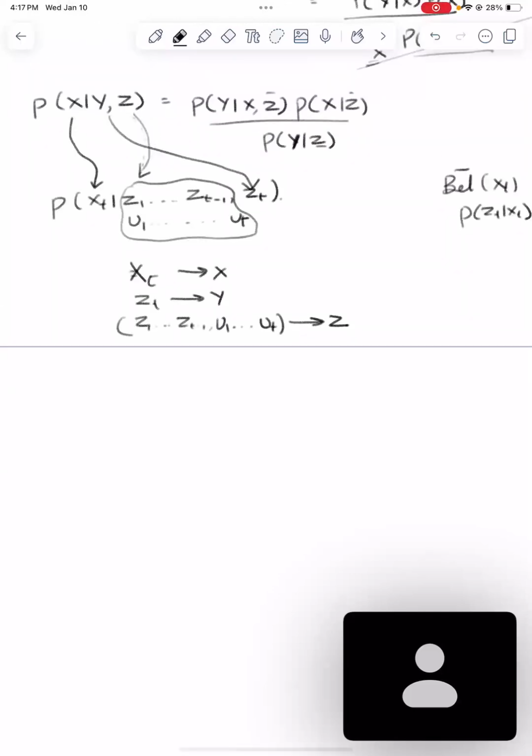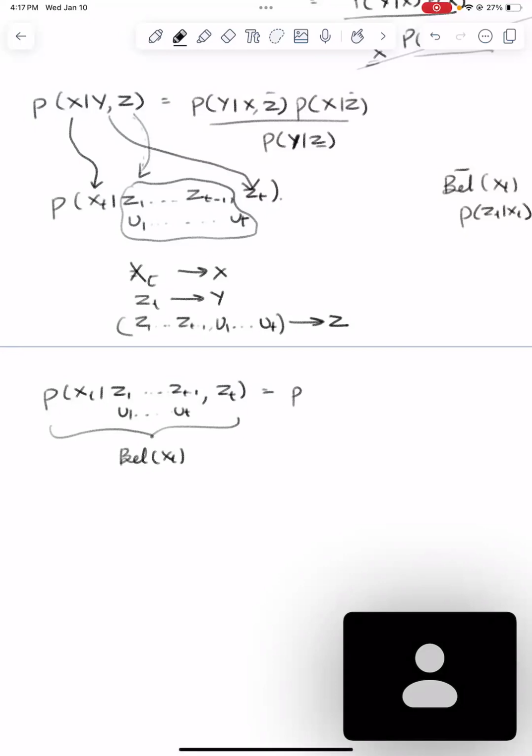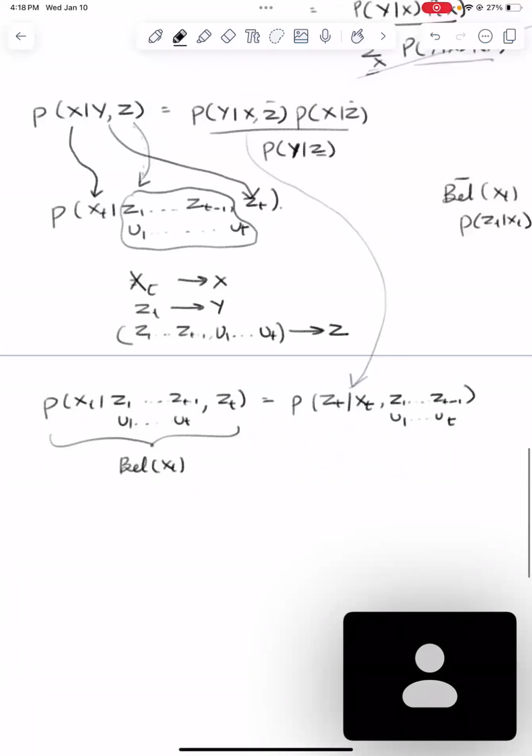So now let's directly apply Bayes rule. We're going to say P of xt given z1 to zt minus 1, u1 to ut, comma zt. This is going to be what we're going to refer to as belief. It is going to be equal to P of y given x comma z. So what is our y? Our y is going to be zt given x, which is xt, and z, which is z1 to zt minus 1, u1 to ut. So this is going to directly correspond to the likelihood function here, P of y given x comma z, times P of x given z.